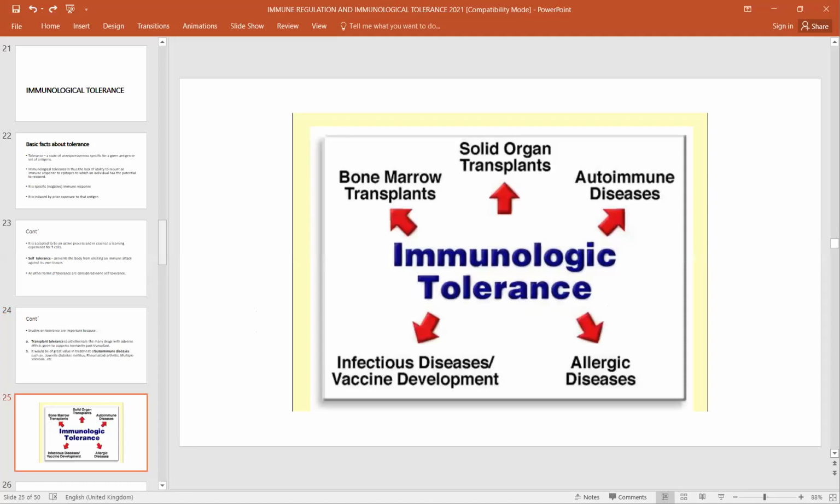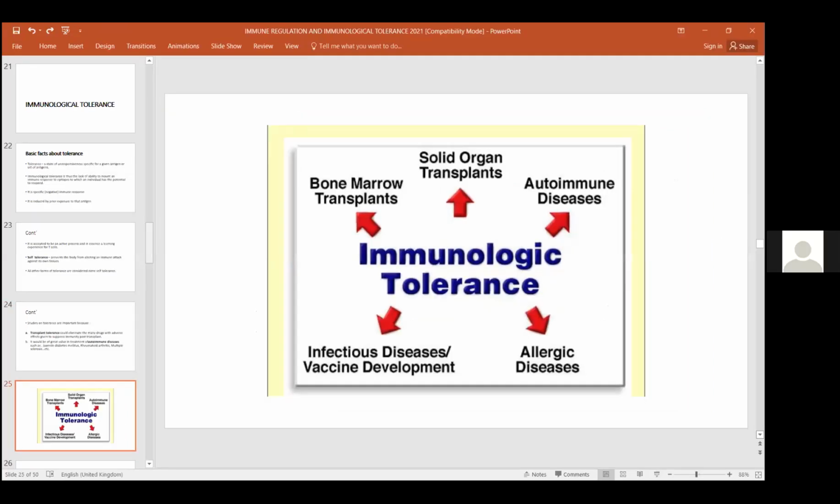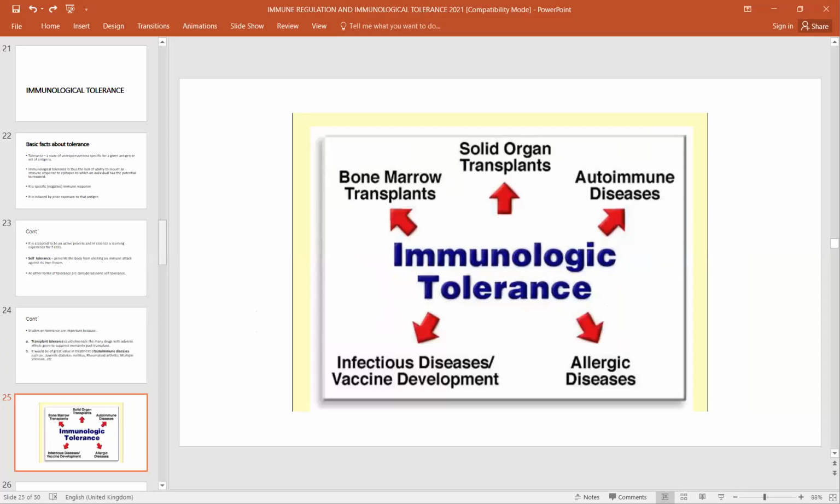So, you can see in the middle of that, immunological tolerance can be extrapolated for use in bone marrow transplants, solid organ transplants, autoimmune diseases, infectious diseases, allergic diseases. So it's got a significant amount of input that we need to look at. But suffices to say, when you use tolerance or non-self tolerance, you're effectively trying to manage these disease processes other than autoimmune diseases and allergic.